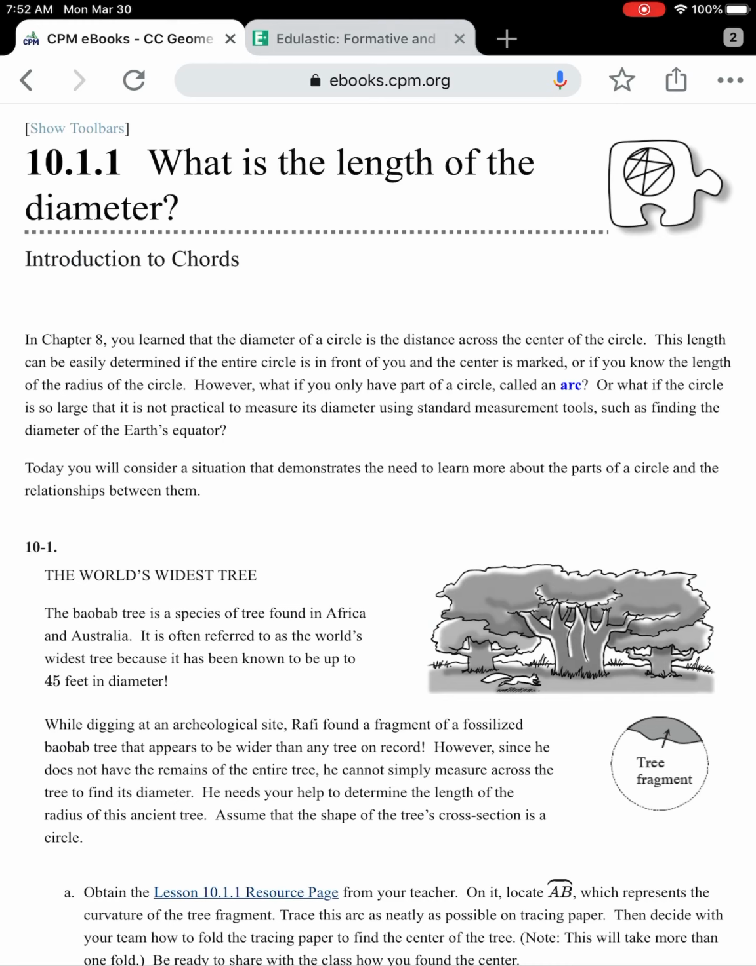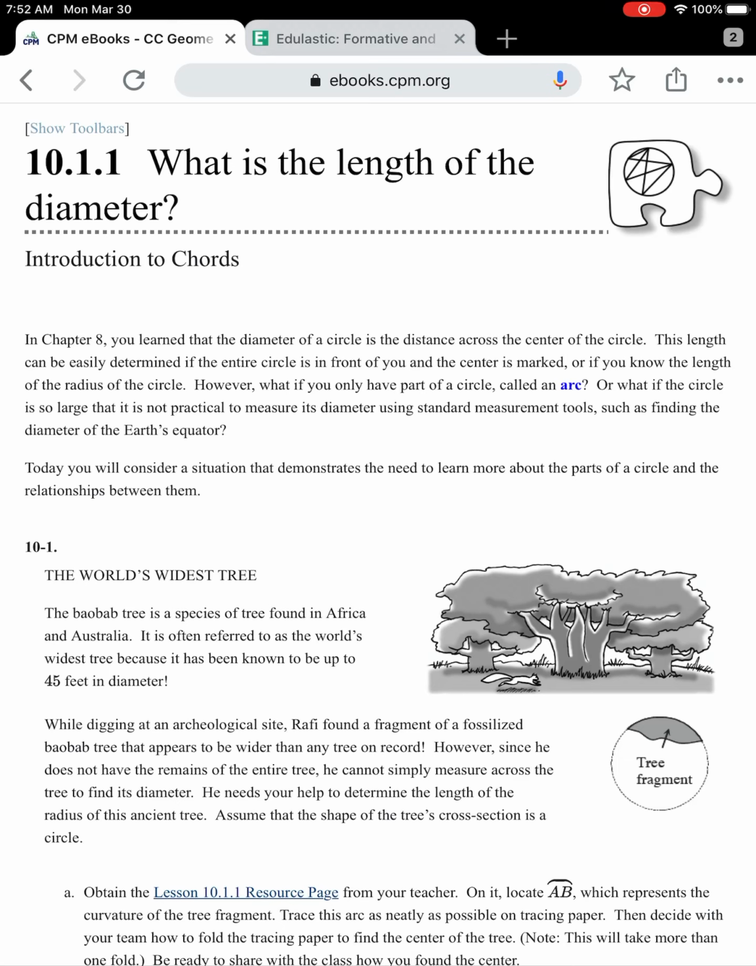In chapter 10, we're moving a little bit away from areas and circumference of circles and into some other important ideas. It starts in lesson 10.1.1 with ideas related to arcs of circles. We'll talk about major and minor arcs and what those are. We'll also talk about what a chord is in a circle. So those are key definitions. Be sure to watch for those words as you go through this lesson.